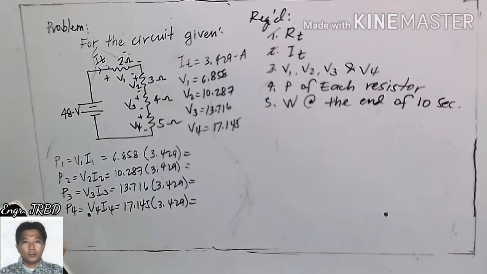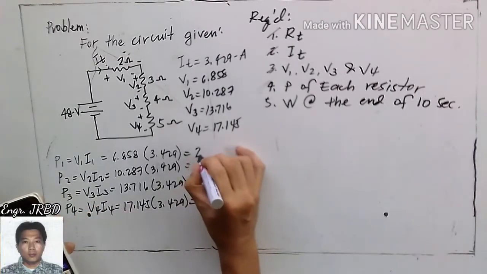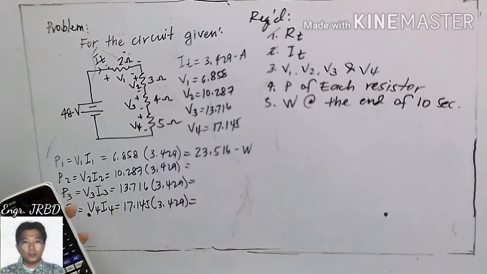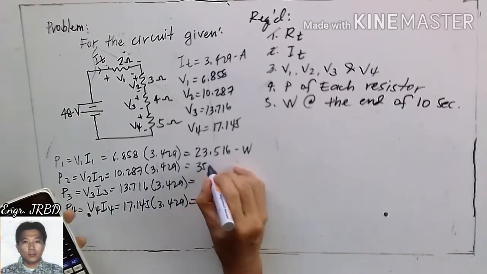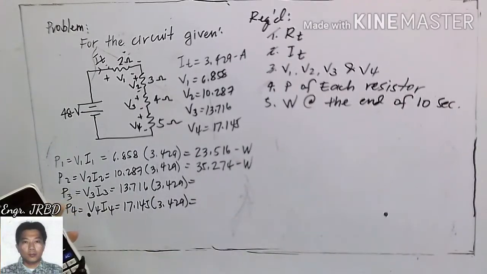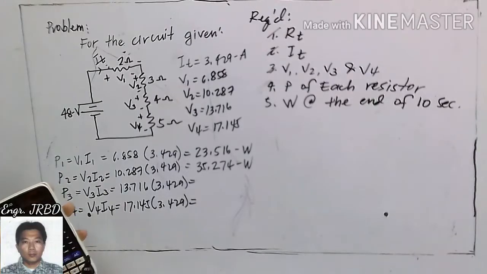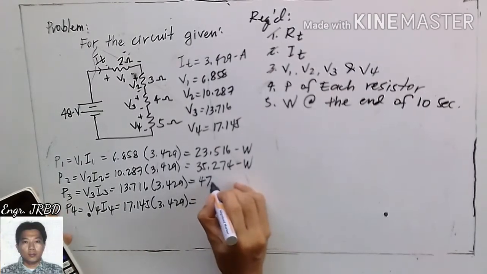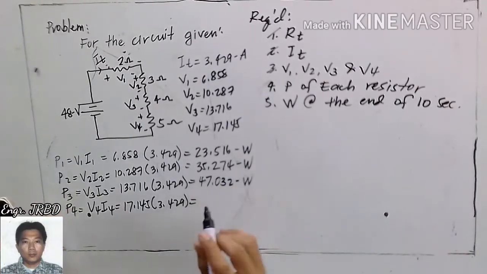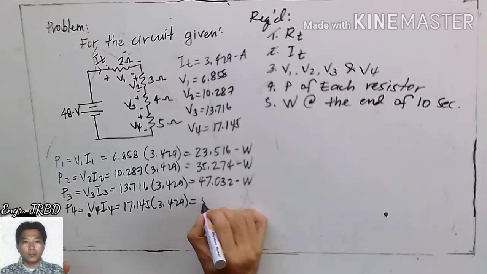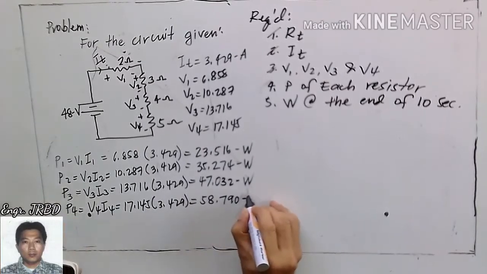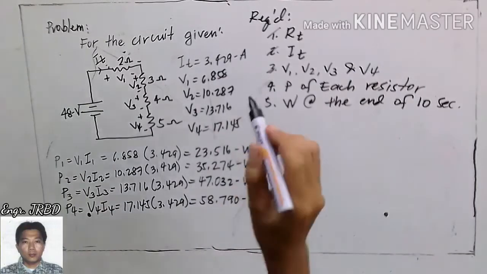Okay, 6.858 times 3.429, 23.516 watts. 10.287 times 3.429, 35.274 watts. 13.716 times 3.429, 47.032. 17.145 times 3.429, that is 58.790 watts. Okay, so we are through with this.